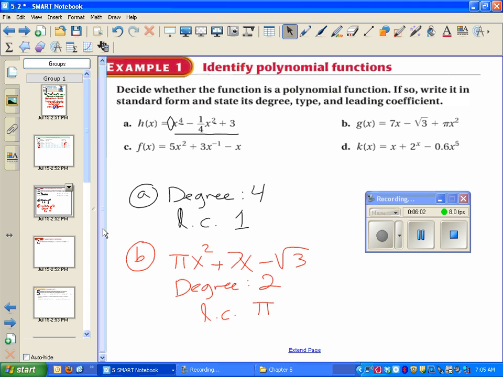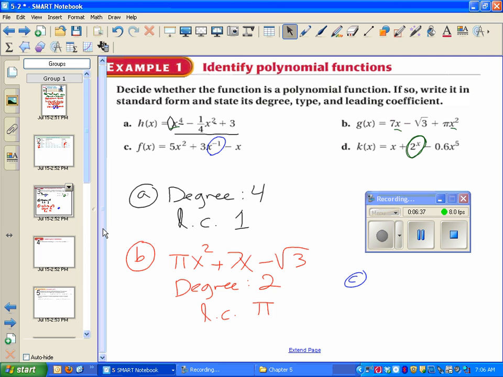So for part C, hopefully you guessed it, this exponent is negative, so that is why it's not a polynomial function. For part D, hopefully you picked on this guy, 2 to the x. 2 is not a variable. All of the bases need to be variables, like x squared, x to the 4th. And then x is not a positive whole number. So this is why it fails as a polynomial function.